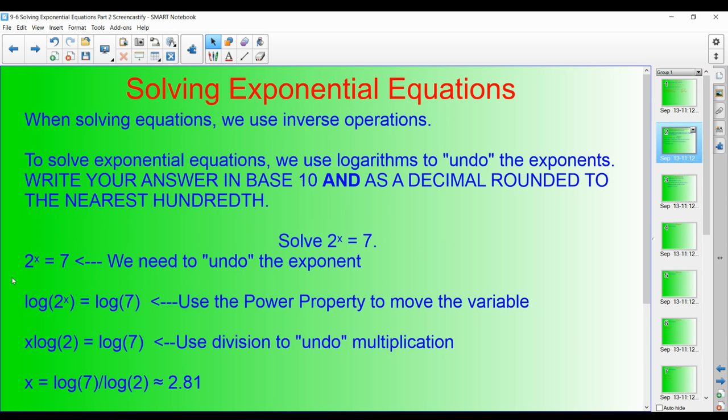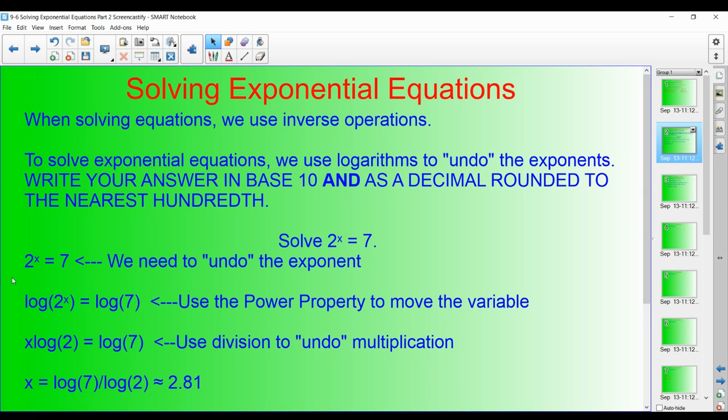To solve exponential equations, just like solving any other type of equation, we've got to use inverse operations. If it's an exponential equation, which means the x or the variable is the exponent, we're going to use logarithms. We're going to convert everything to base 10 or sometimes to base e. And we're going to write our final answer in exact form, leaving it in logarithm form, and then if the problem says evaluate to the nearest hundredth, we can do that too.